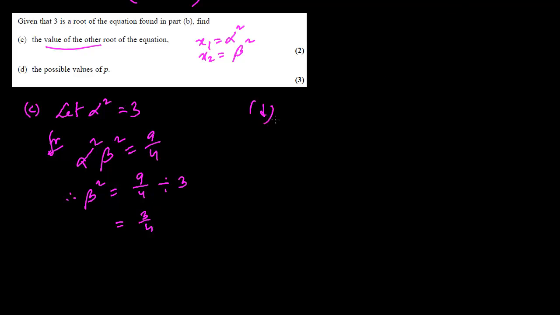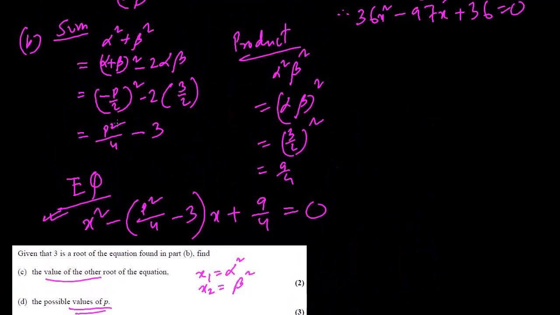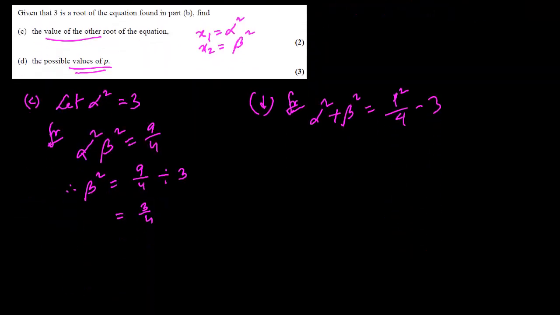Now in question D, we have to find the possible values of p. This can be done using alpha squared and beta squared. So we know alpha squared is 3 and beta squared is 3 by 4. So using the sum, we know alpha squared plus beta squared is p squared by 4 minus 3. It's over here. Alpha squared plus beta squared is p squared by 4 minus 3. So by putting the value of alpha squared as 3 and beta squared as 3 by 4, we can find the value of p.